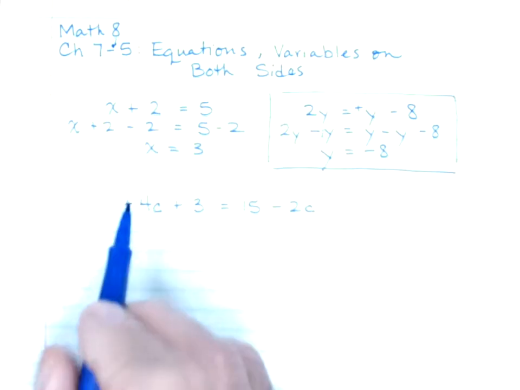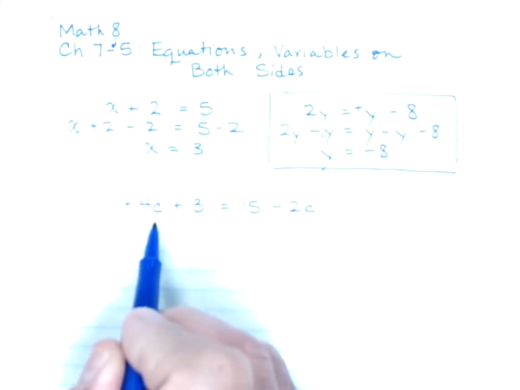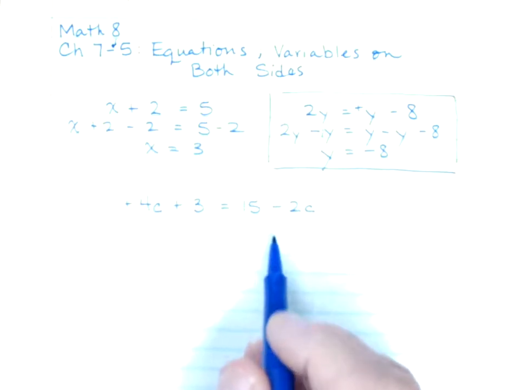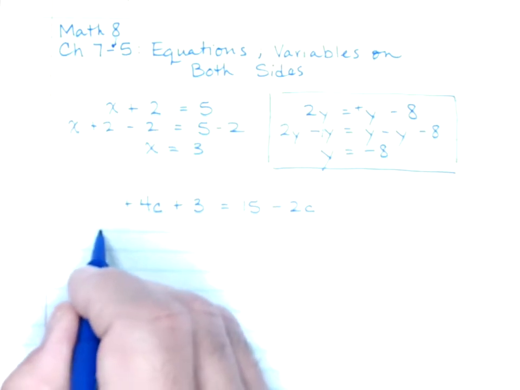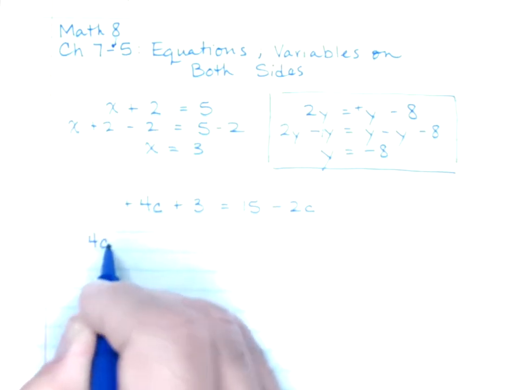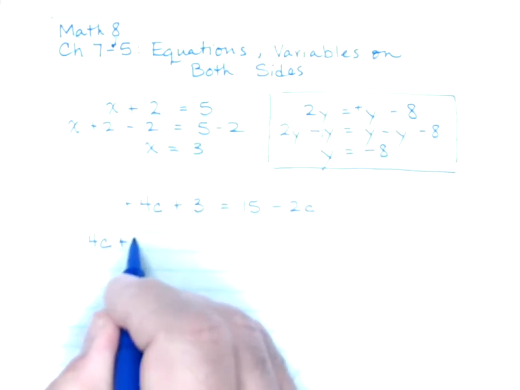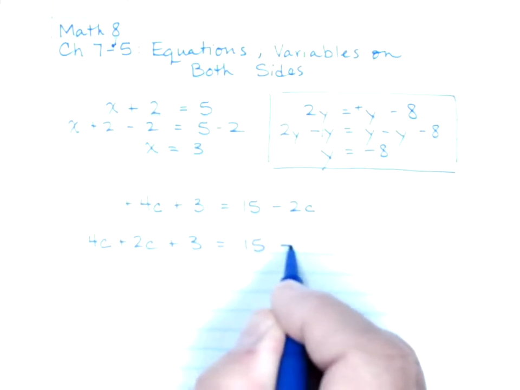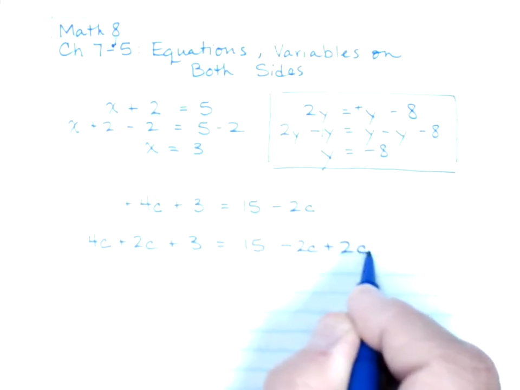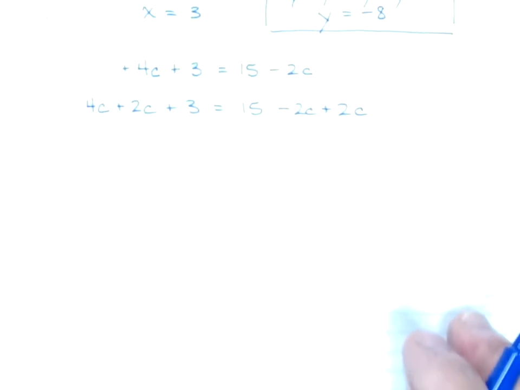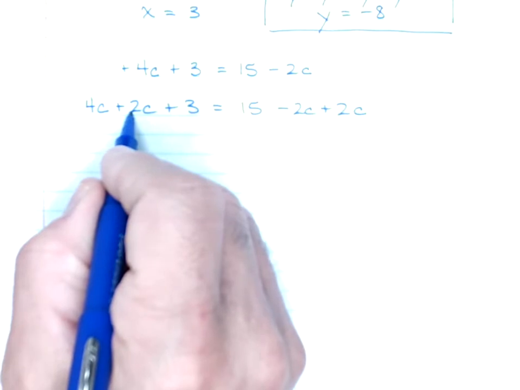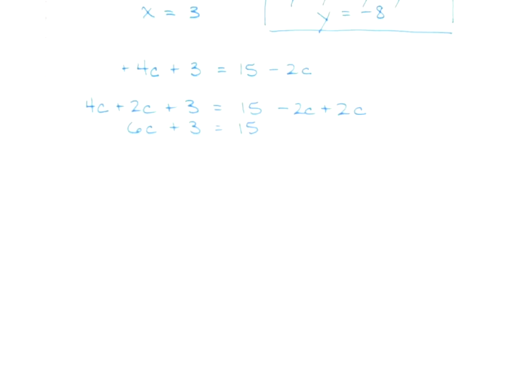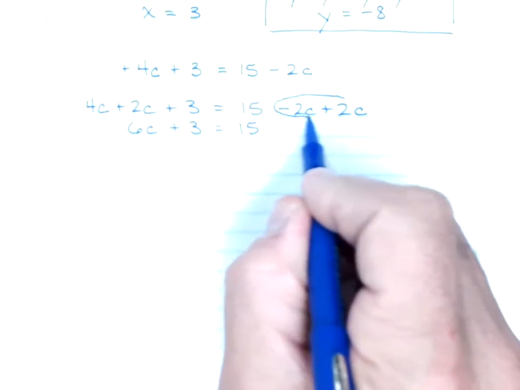By moving one of these to the other side, I either create a negative coefficient or a positive coefficient. Now if I subtract 4c from here, that gives me 0. And if I subtract 4c from negative 2c, that gives me a negative 6c. I don't want that. So what I'm going to do is add 2c to both sides. Four c plus 2c is 6c, and that's equal to 15 because these two are opposites and they equal 0.